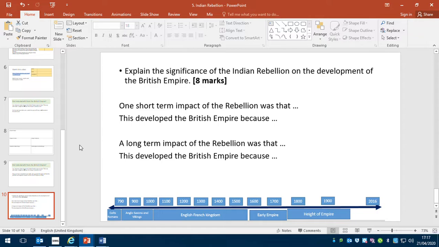I want you to talk about this developing British Empire. What did Queen Victoria decide to do as a result of this? Well, she sent 70,000 troops across, didn't she? And that helped her gain more control.